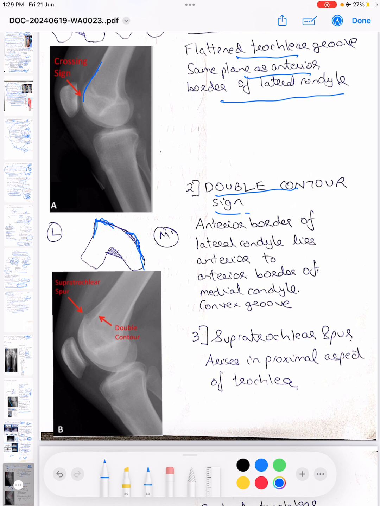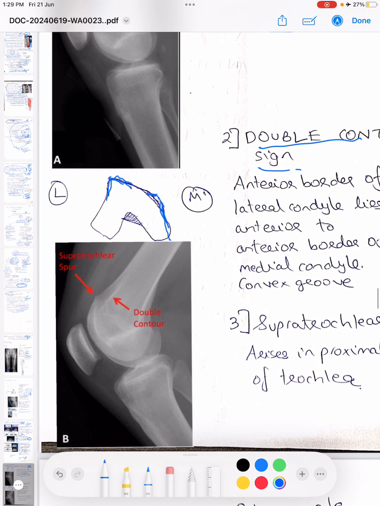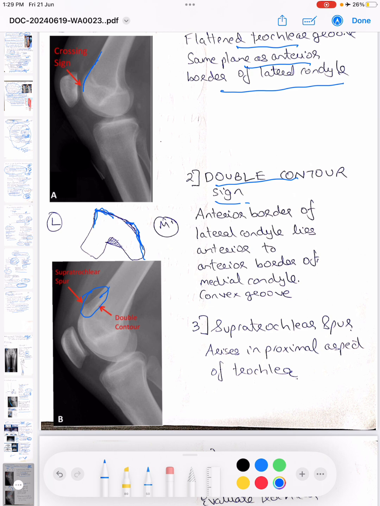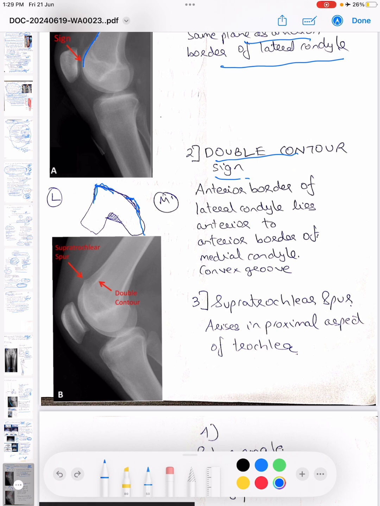On the lateral view, you see a double shadow. The lateral femoral condyle line is this, and the medial femoral condyle line is this because of the medial femoral hypoplasia. The lateral femoral condyle is more anterior on the true lateral view, right? So this shadow which you see over here is the double contour sign, which is the classical sign of trochlear dysplasia. Okay, so this is the double contour sign.